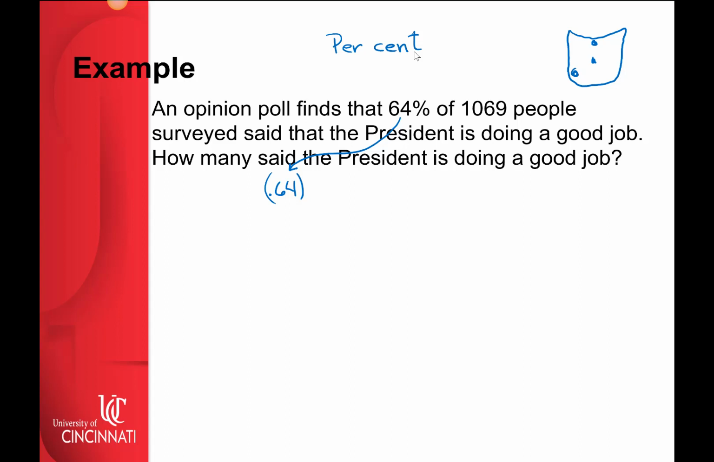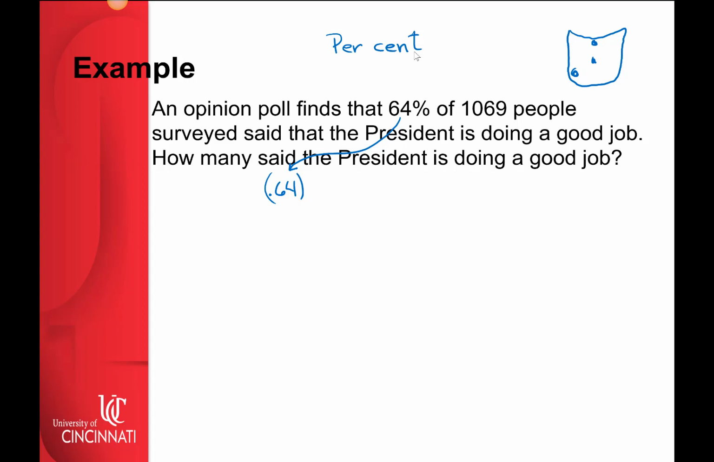Per means part of in Latin. Gosh, Chuck, I didn't know we were going to be studying Latin in here. I thought this was a math class. Per means part of. What does cent mean? Century. How many years are in a century? Part of 100. That's it. You got it. Cent means 100. It's a Latin word for 100. Like century is 100 years.